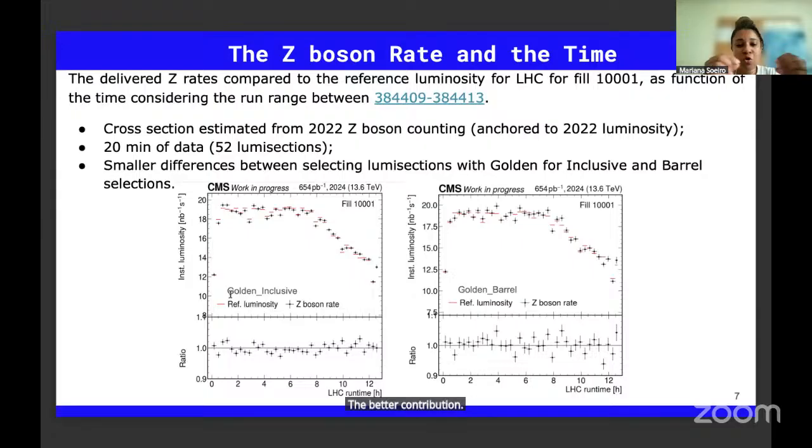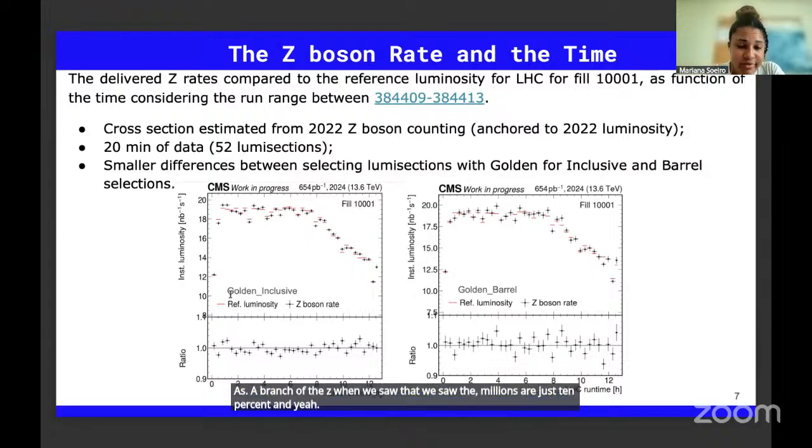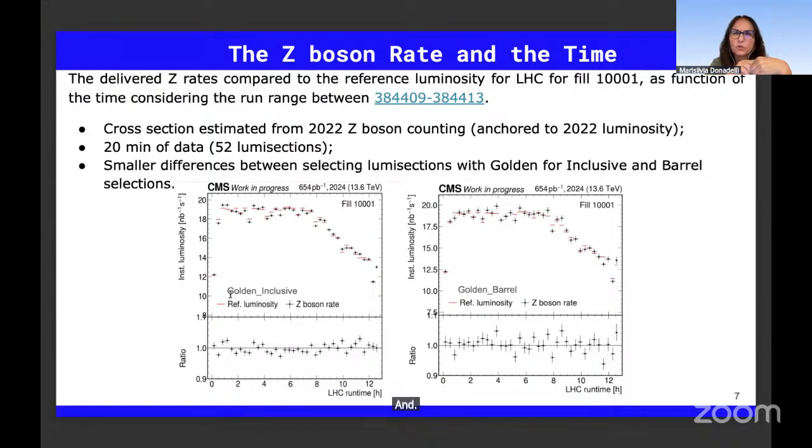But when we saw the Z branching rate, we saw the muons are just 10%. And you don't have to compare it quantitatively, but qualitatively, do you have an estimate on how this compares to the van der Meer scan method, qualitatively speaking?